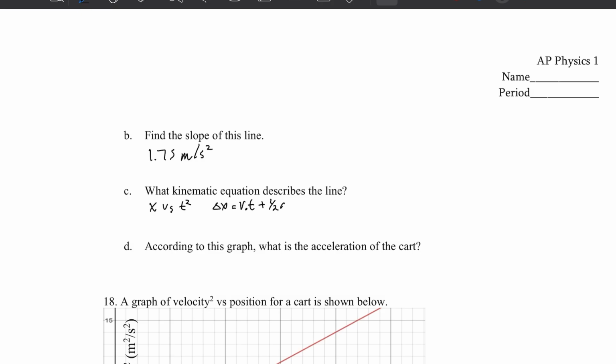And if you think about it, y equals mx plus b. Whatever is attached to the variable from your x-axis, in this case t squared, is your slope. So my slope is 1/2 a from right above. And if my slope is 1/2 of a, all of a would be 2 slopes. So it'd be 2 times 1.75, and 2 times 1.75 should get me 3.5 meters per second square.